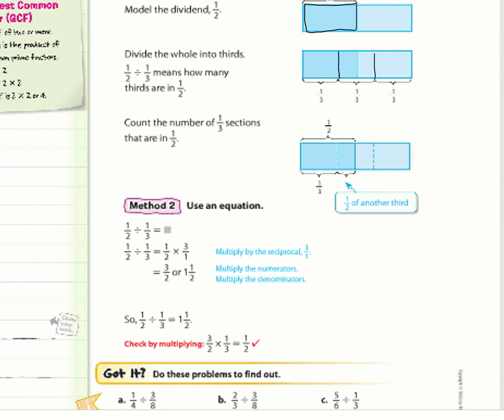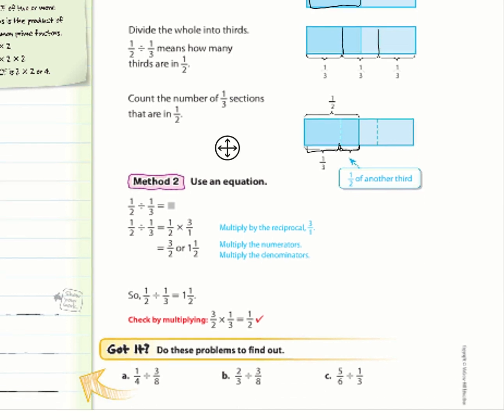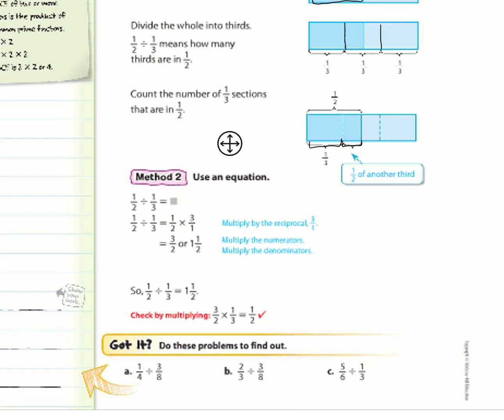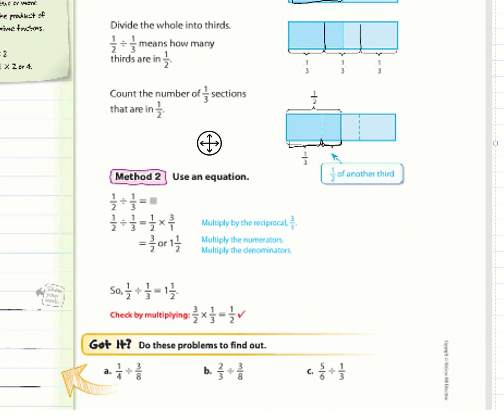So count the number of third sections that are in 1/2. Well, I'll have 1/3 here, and I have a half of a third. So that means I have 1/3 there, and then I'll also have another half, so my final answer is going to be 1.5. Because one of my thirds is here, and then I have half a third right here to give me 1.5.